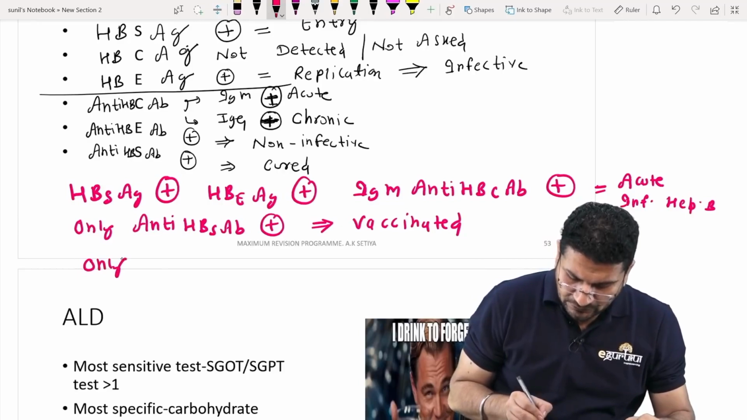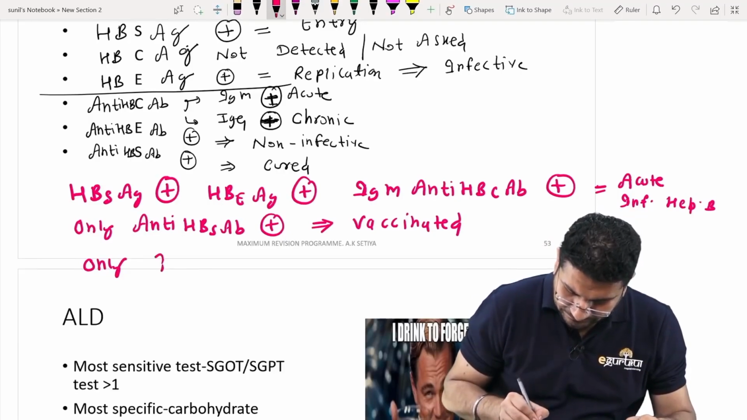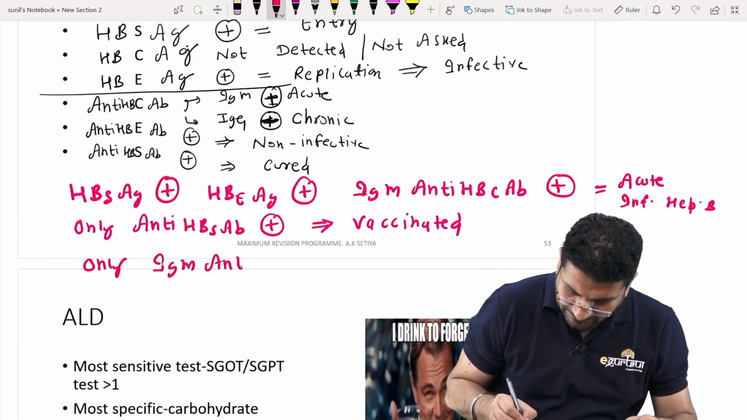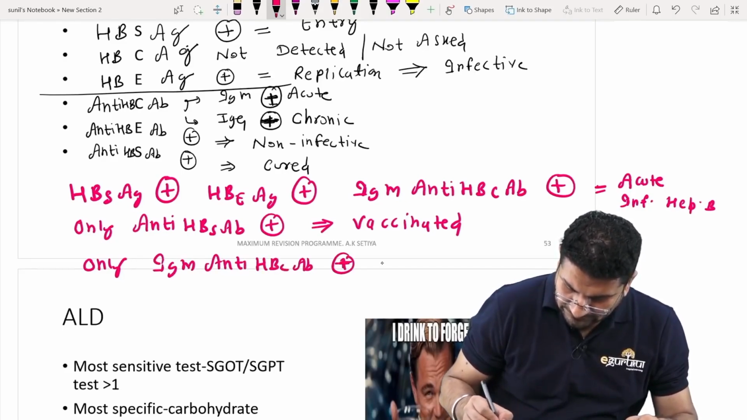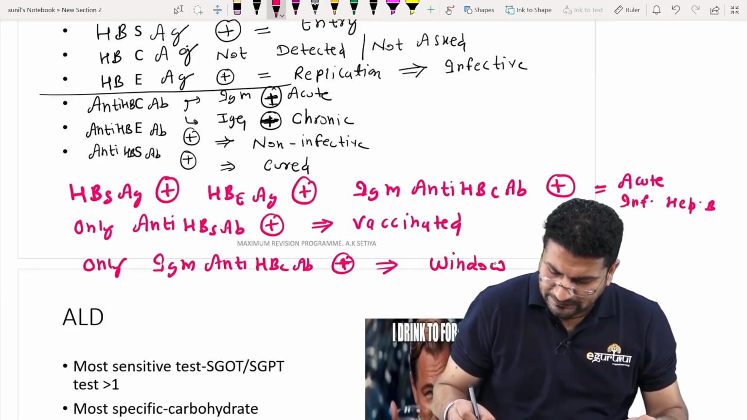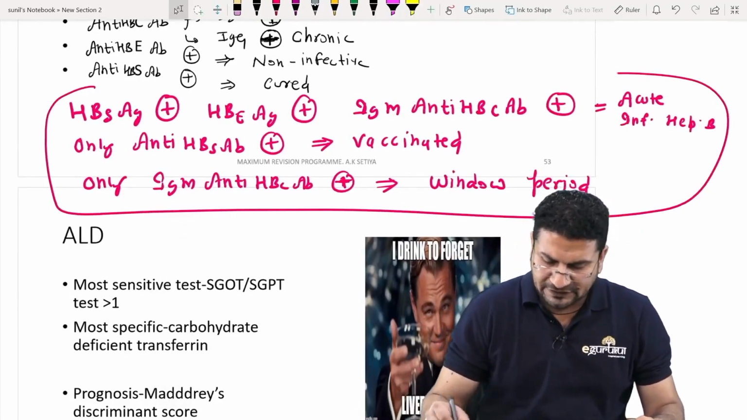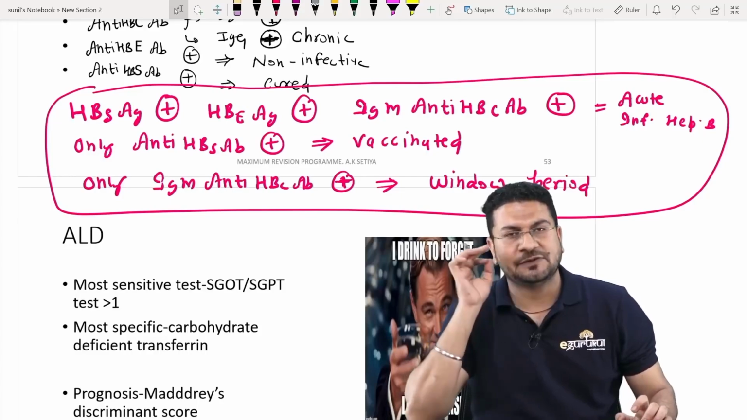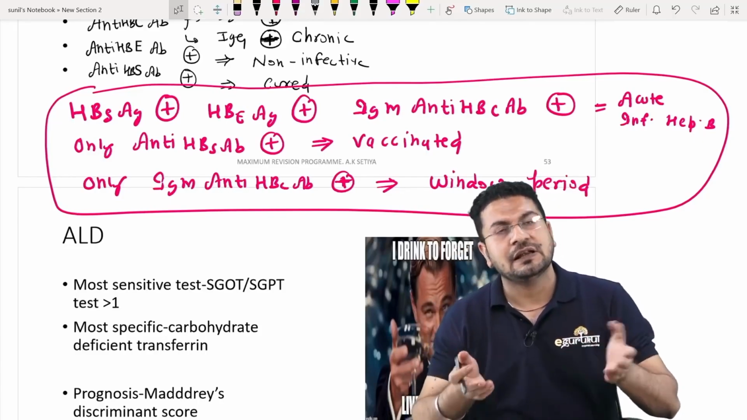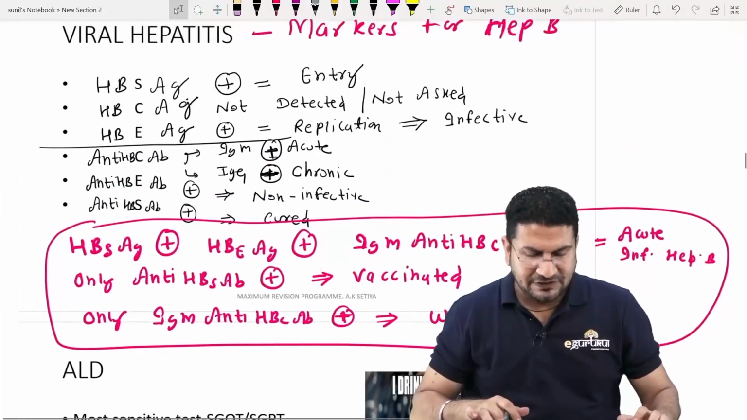And if I say only IgM anti-HBc antibody is positive, this is the status of your window period. So remember, IgM is too fast, it becomes positive before your surface antigen. We call this window period. So understand this. Other MCQs are simple, they just confuse between infective, non-infective. So remember, HBs antigen is entry, HBe is infective, anti-HBe is non-infective, IgM is acute, IgG is chronic. HBc antigen will not make a difference in MCQ.